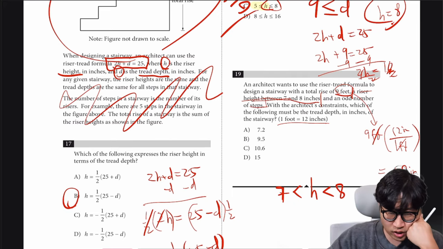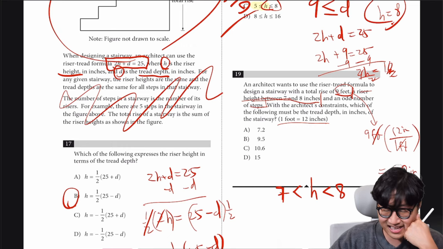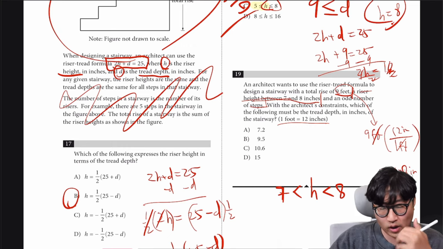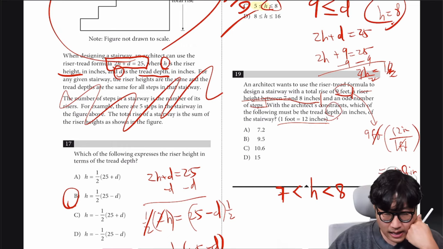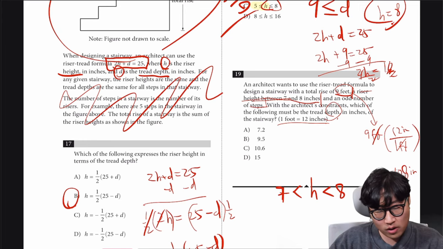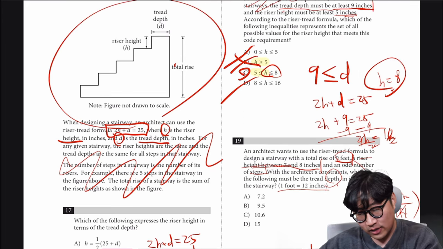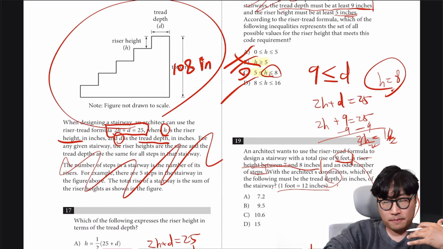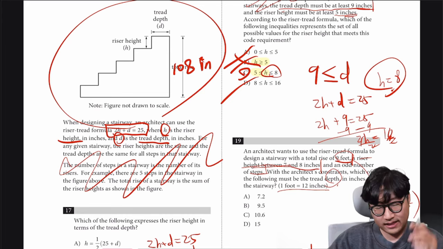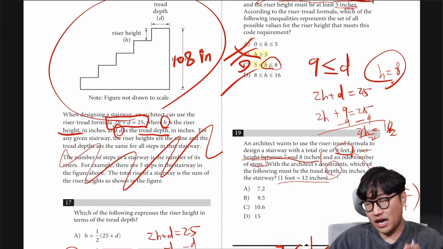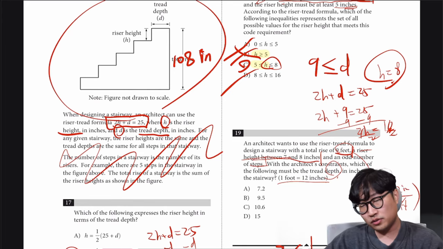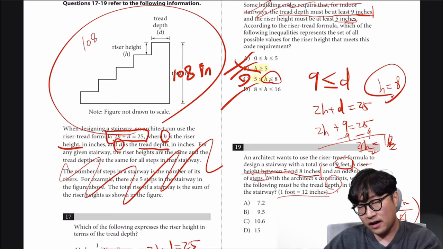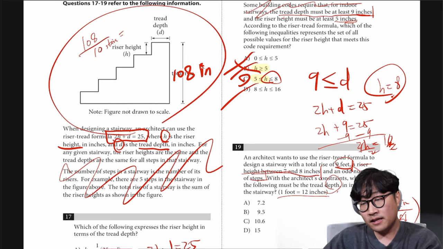Okay. So with the architect's constraint, which of the following must be the tread depth? Okay, so first of all, what could be the depth is what they're asking. But let's just think about it. 108 inches is the entire rise. So you guys can go back to here and just note 108 inches right there. So how many stairs can we have? Well, at this point, you can just go ahead and give it a shot. So 108, let's just assume something easy. 108 divided by 10, assuming that there are a total of 10 stairs. Right? Then that'll be 10.8.